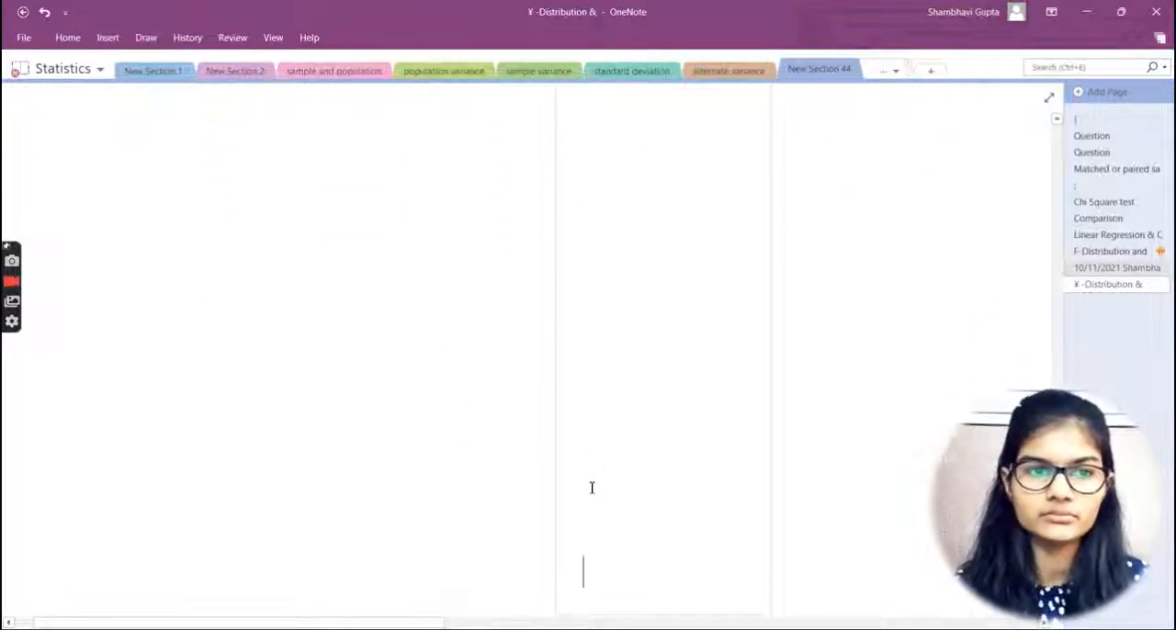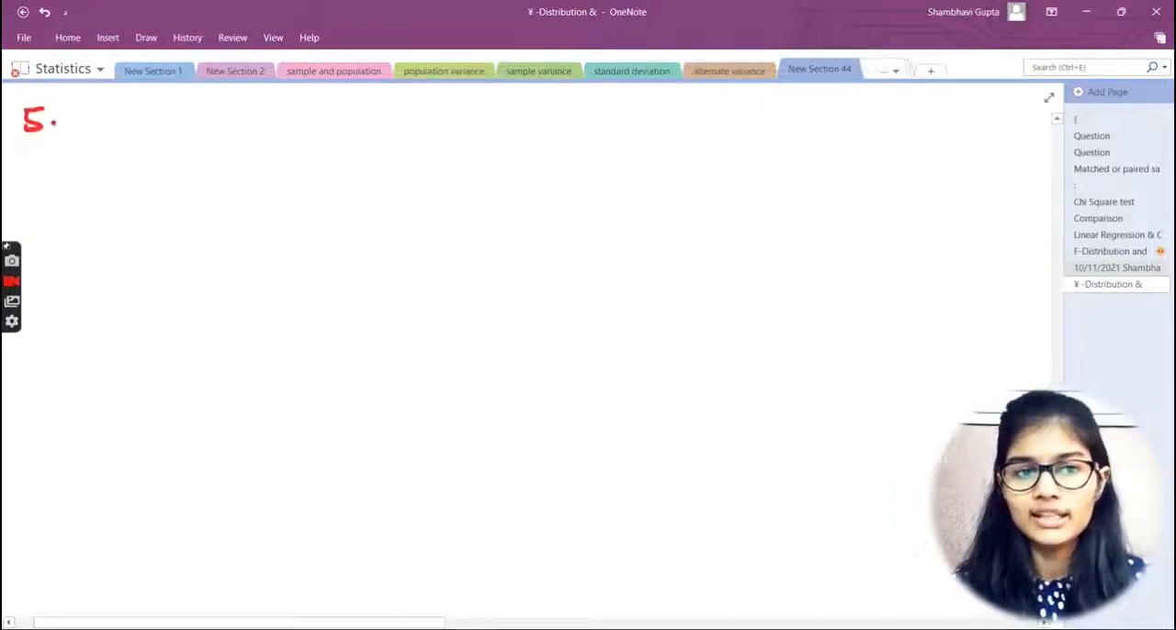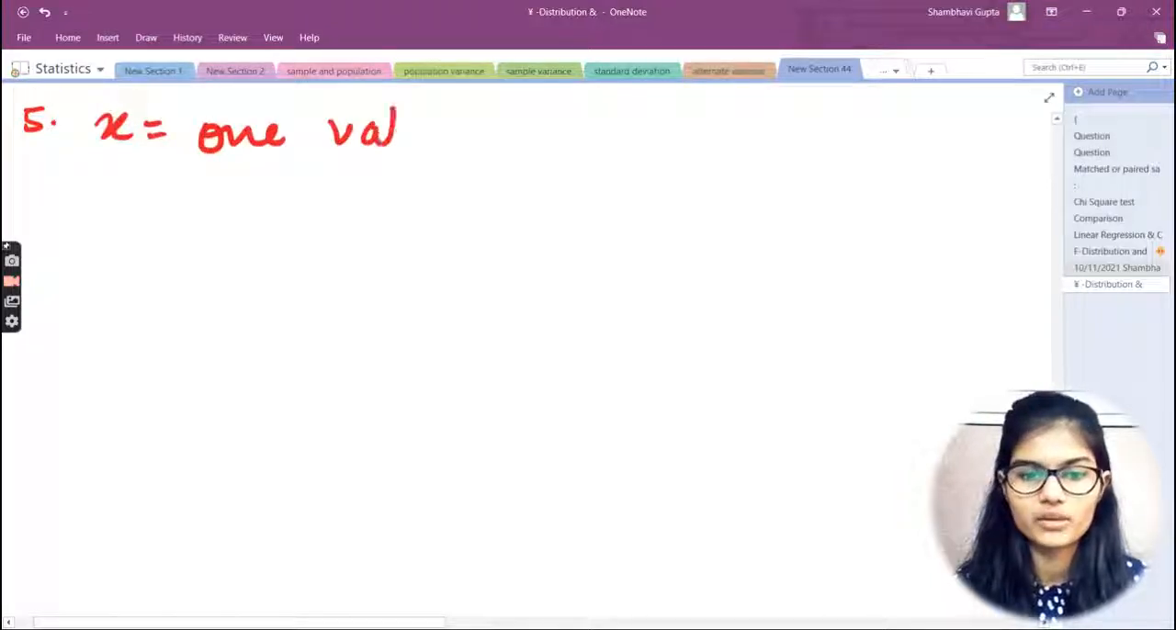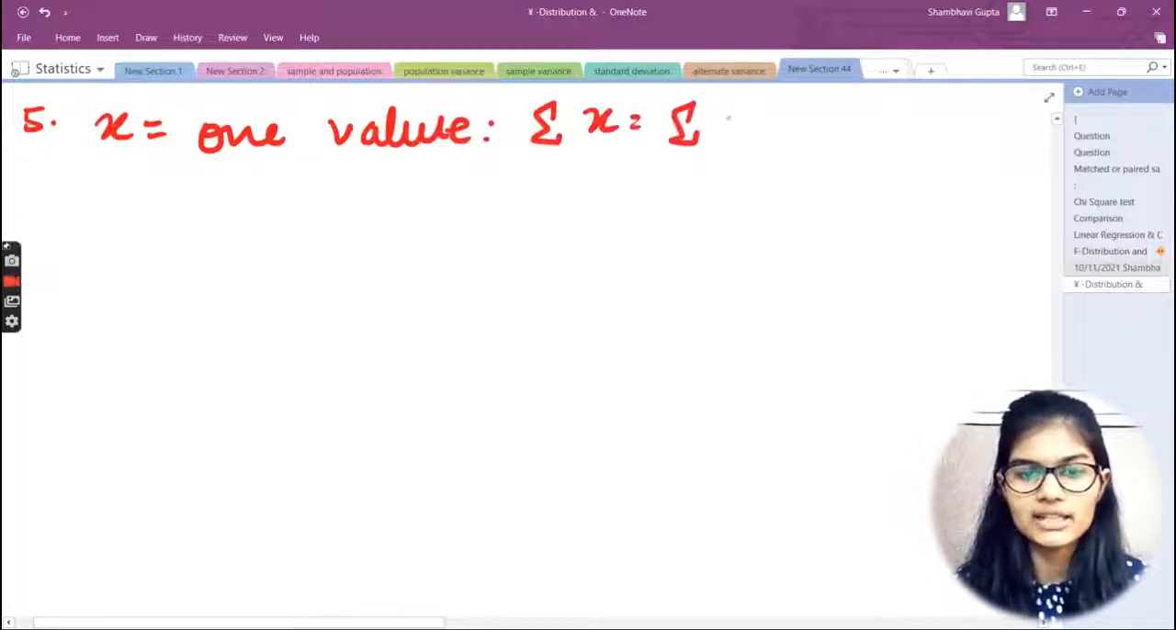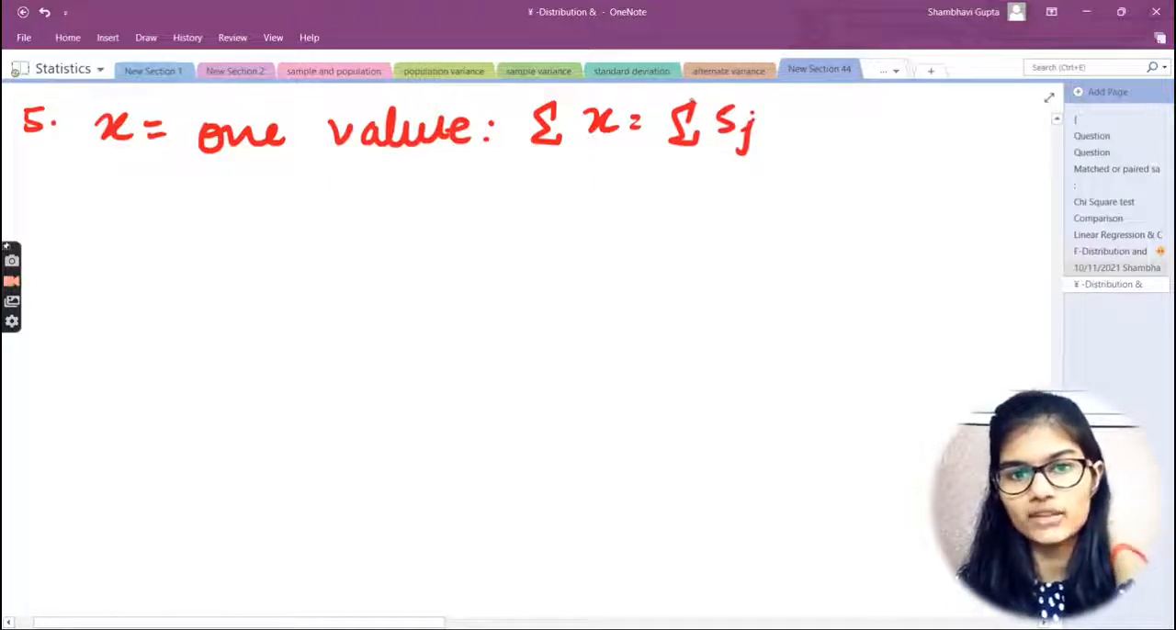Let's come down here. Next we have number 5, small x, that is equal to one value. Sigma x is equal to sigma s of j. Okay, yes, this is what it is used for. So x is equal to one value, sigma x is equal to sigma s of j. Fine.